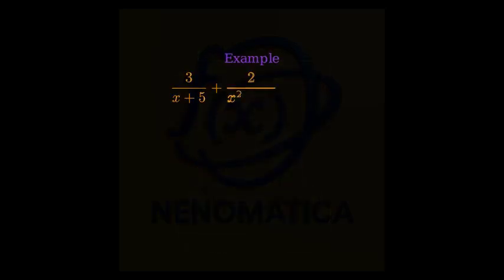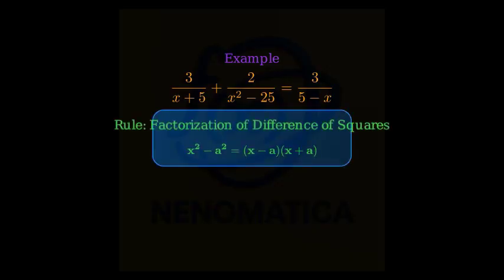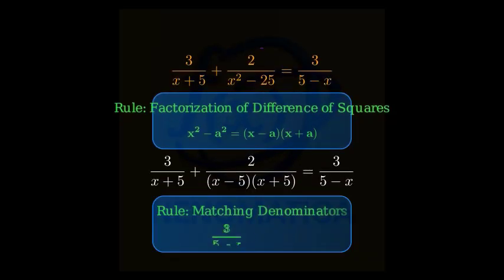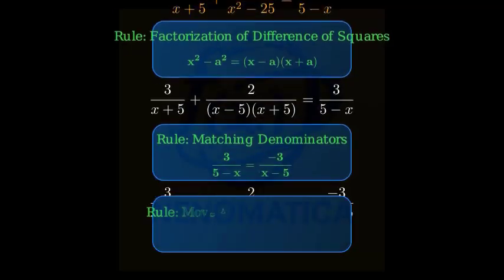Example. Our first equation is 3 over x plus 5 plus 2 over x squared minus 25 equals 3 over 5 minus x. We'll follow the exact algorithm. Step 1. Factor the denominator x squared minus 25 using the difference of squares identity. Step 2. Rewrite the right side so its denominator matches x minus 5. Since 5 minus x equals negative of x minus 5, 3 over 5 minus x becomes -3 over x minus 5. Step 3. Bring every term to the left side, setting the equation to 0.